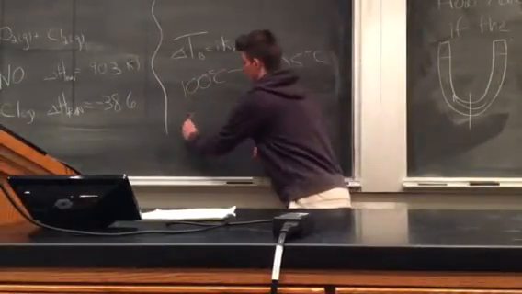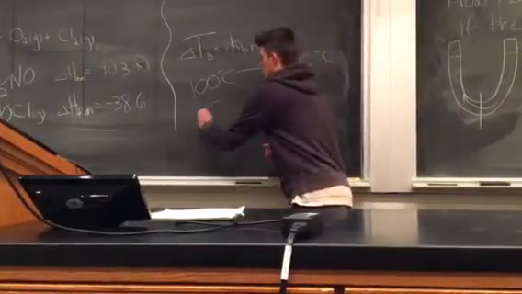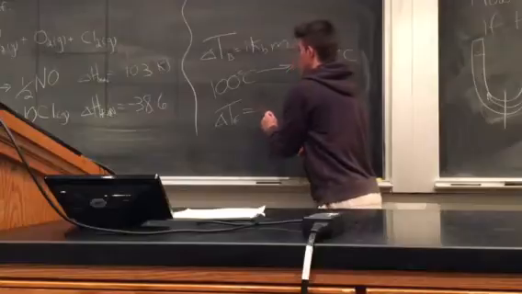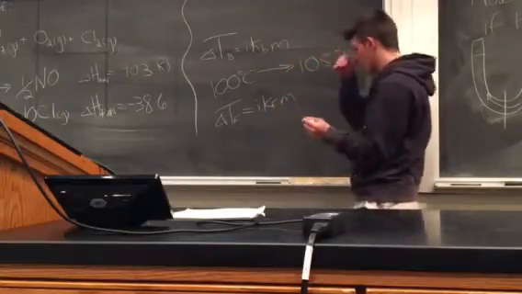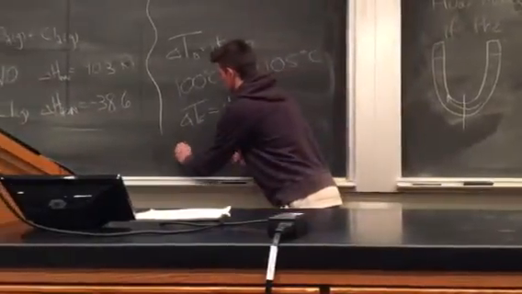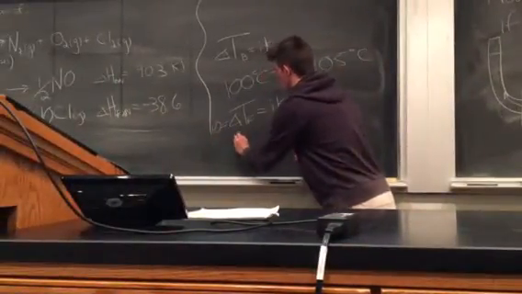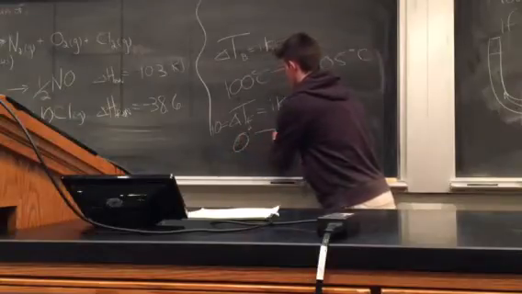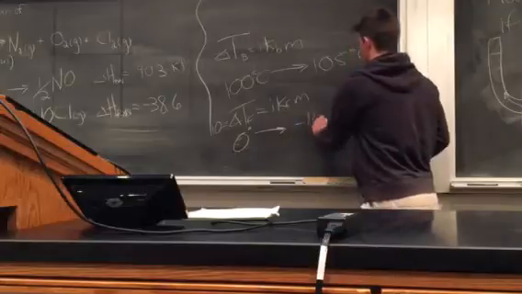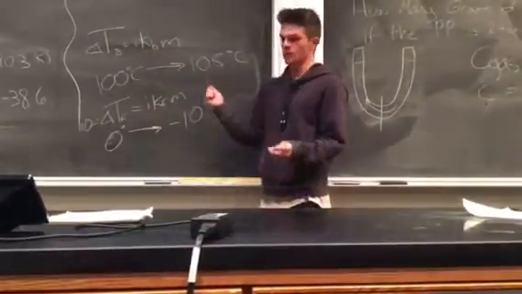But if you wanted to do freezing point, like you want to go melt snow outside, that would be delta Tf equals i Kf molality. And let's say you got this is equal to 10. So if the initial freezing point of water was 0 degrees, the final would be negative 10 degrees. So just know that freezing point goes down, boiling point goes up.